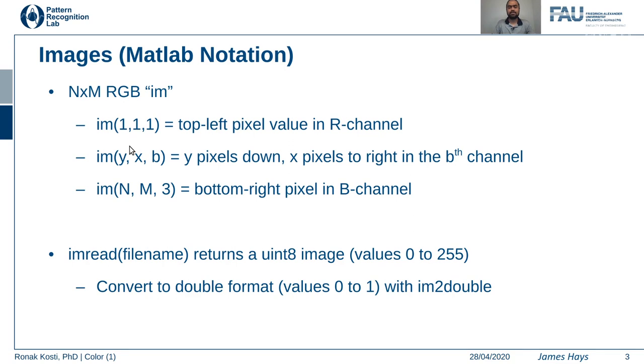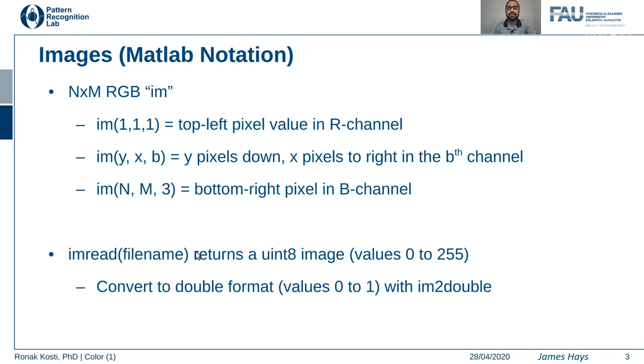This is a traditional notation on how we represent colored images in MATLAB. Let's say we have an image of n cross m dimension, an RGB image. In this, the first location is the top left pixel value in the R channel. This is a notation where Y pixels down, X pixels to the right, and the Bth channel. This notation will give you the value Y pixels down, X pixels to the right, and of the Bth channel. Similarly, this notation will give you the bottom right pixel in the B channel. B channel is the blue channel in this case.